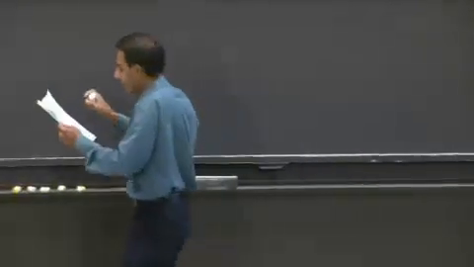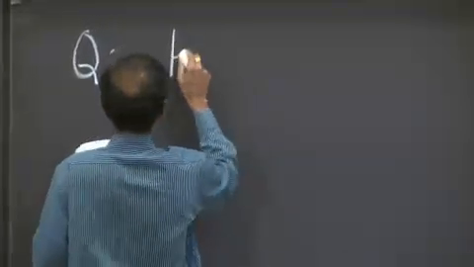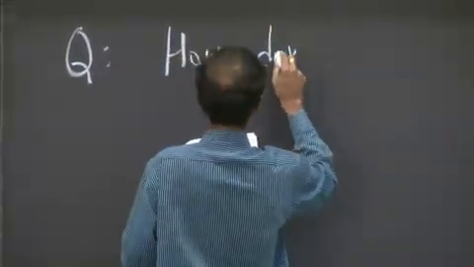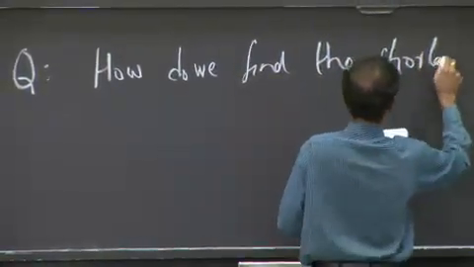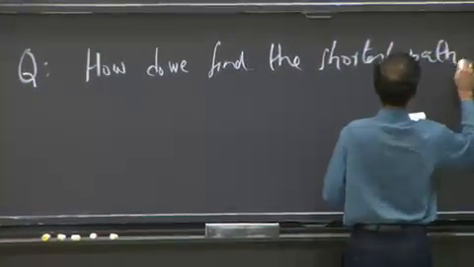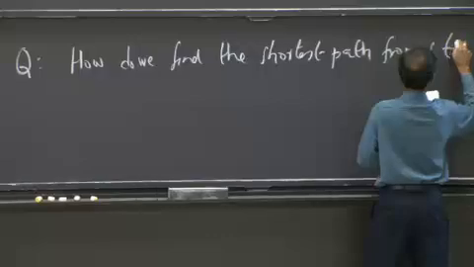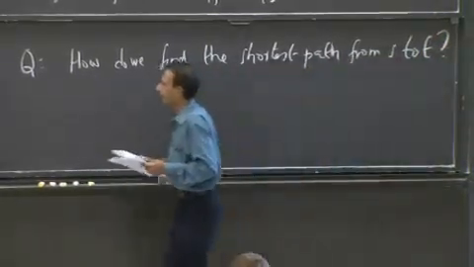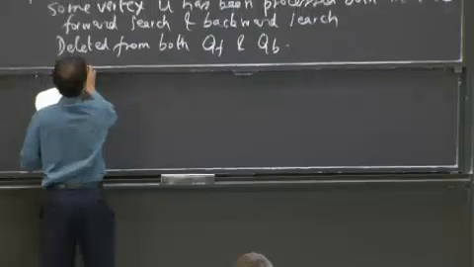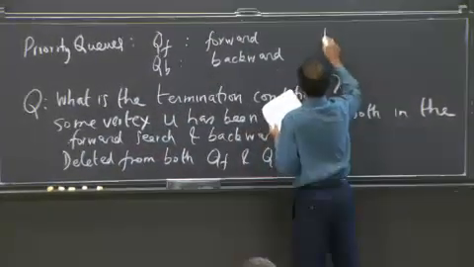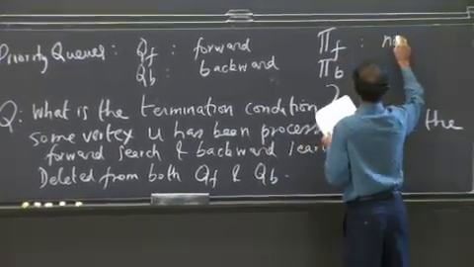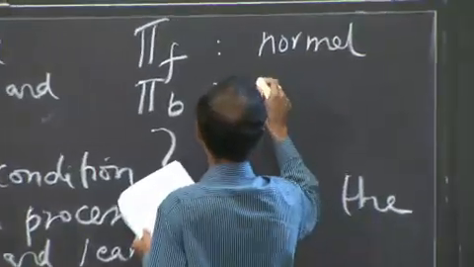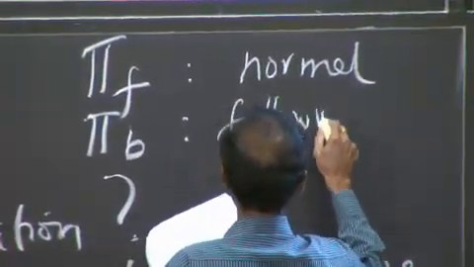There's a harder question, which is how do we find the shortest path after termination from S to T? Okay, and I should say specifically that, and I forgot to put this up, which I should, that we're going to have pi f and pi b, which are the normal data structure, and pi b is following the edges backward.